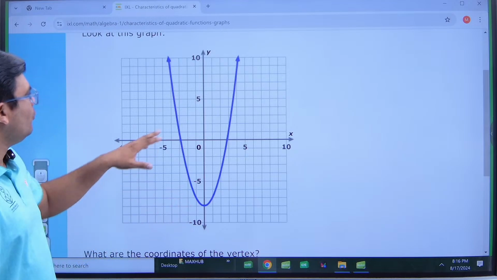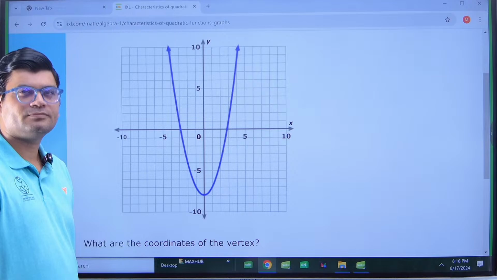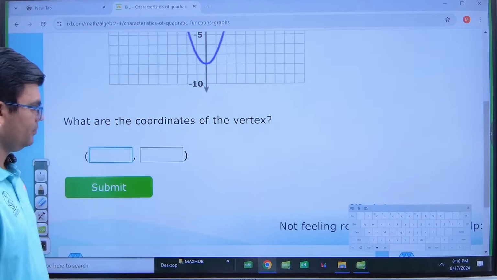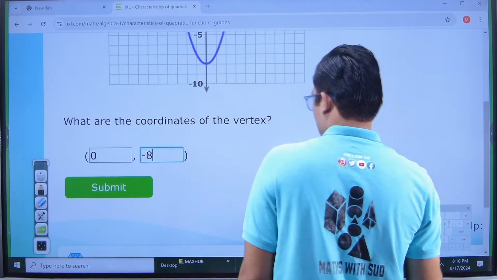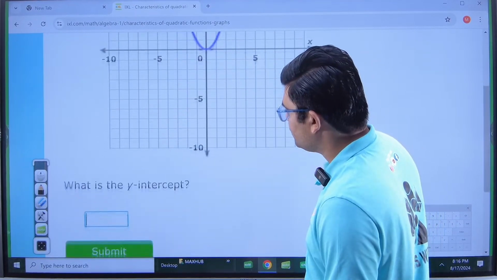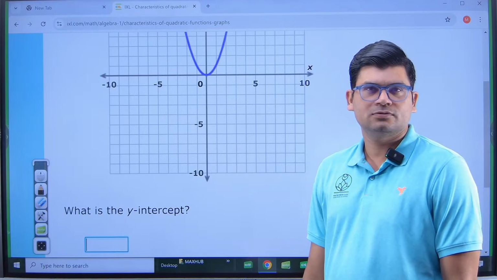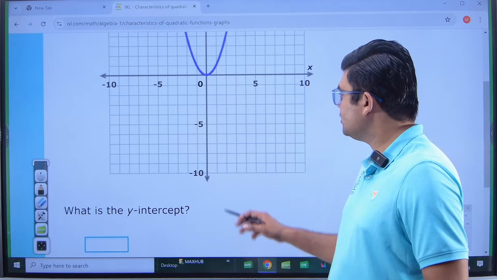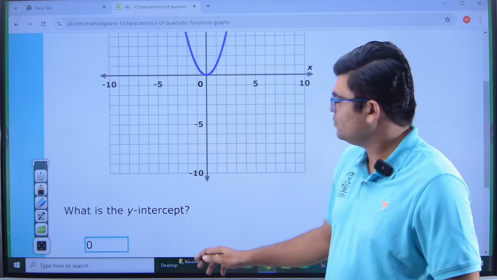Okay, tell me, what is the vertex of this graph? Sir, minus 8. Minus 8. So 0 comma minus 8, okay? Yeah. So we will click on this. I am doing it for you. Okay. Tell me for this one, the question is the same. What is the y-intercept? Sir, 0 only, no? Yes, because it is touching at 0 only. The y-axis has been touched at 0.